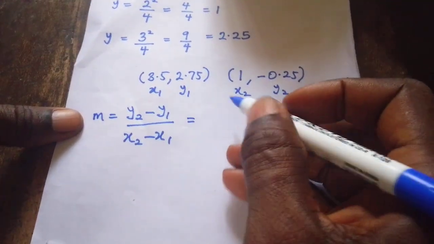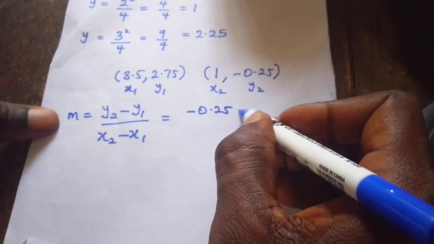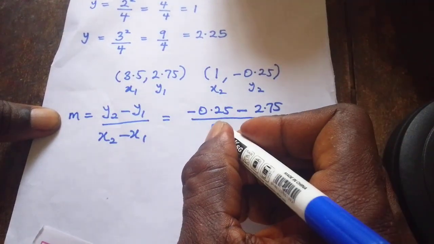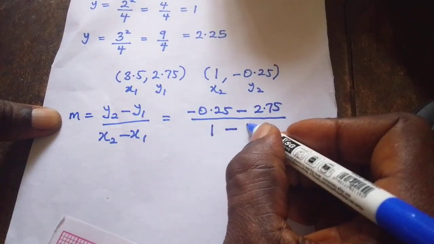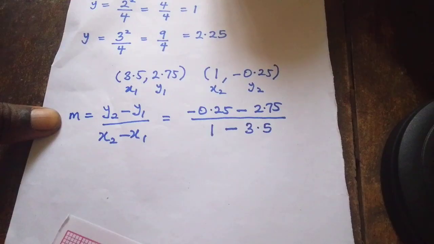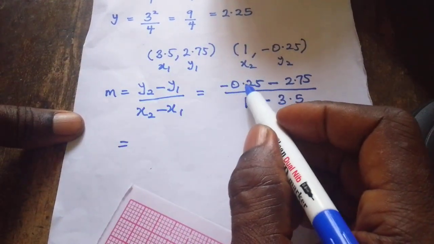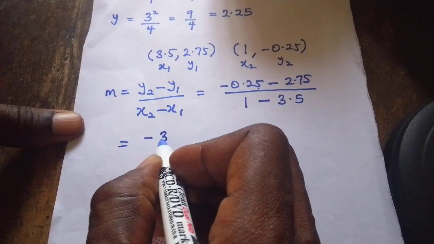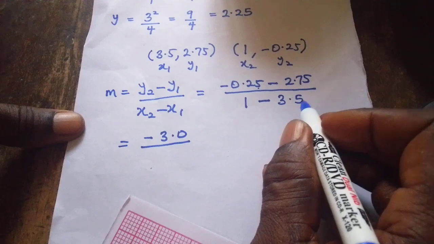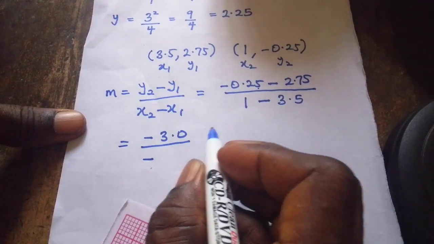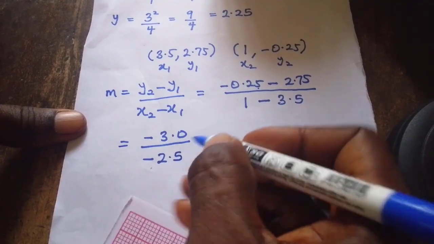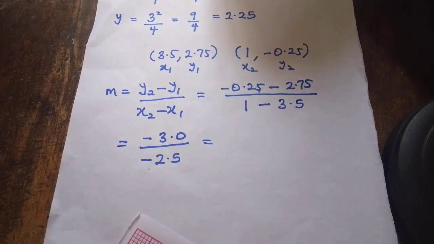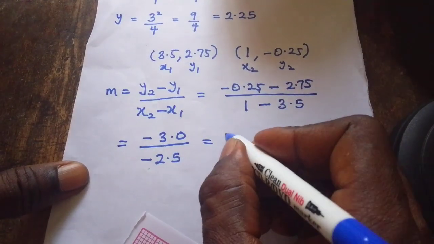So my y2 is minus 0.25, minus y1 which is 2.75, over my x2 which is 1, minus my x1 which is 3.5. So we now have minus 0.25 minus 2.75. That will give us minus 3.0, divided by 1 minus 3.5, which will give us minus 2.5. So minus divided by minus will be plus. This is the same thing as saying 3 divided by 2.5. So 3 divided by 2.5 will give us 1.2.